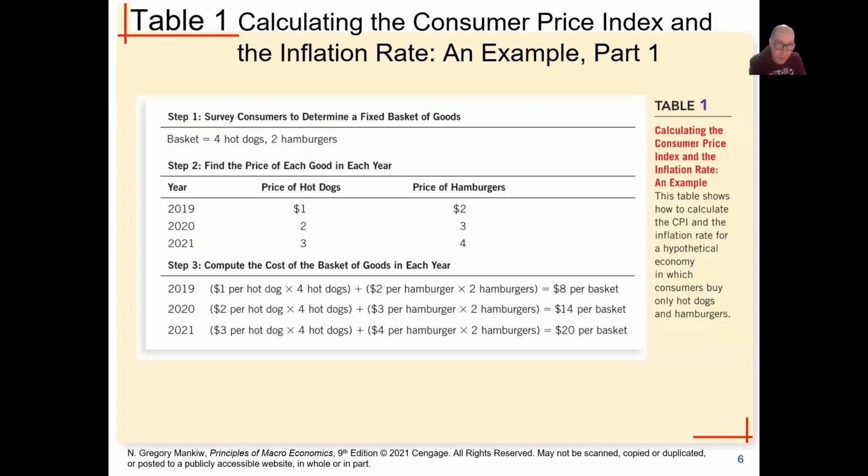In 2020, the price of hot dogs was $2, and we have 4 of them, so that's 8. Plus, the hamburgers was $3, and we have 2 of them, that's 6, giving us a total of 14 for 2020. And then we do this same application for 2021. We take the price at the time, $3, times the number of units, in this case 4, plus the price per hamburger times the number of units, in this case 2, giving us a total of 20.